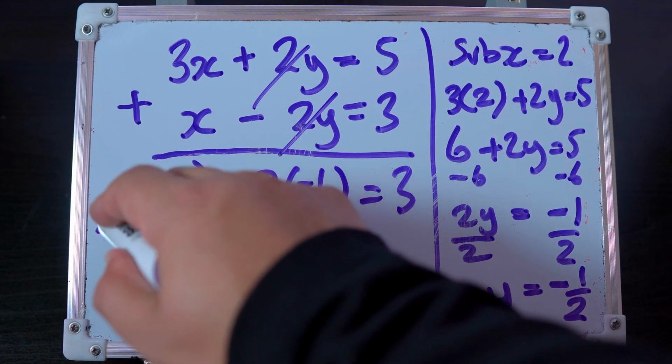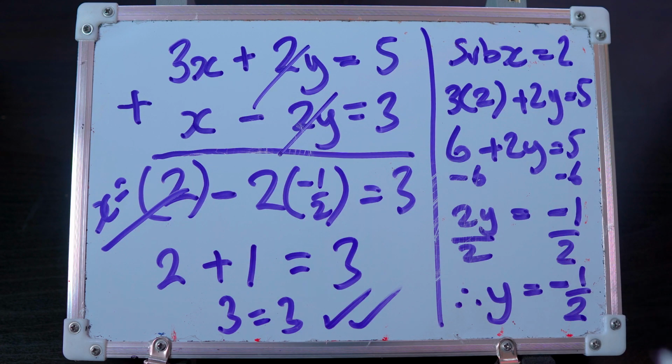Okay, so remember what our values were. X was equal to 2, and y was equal to negative a half.